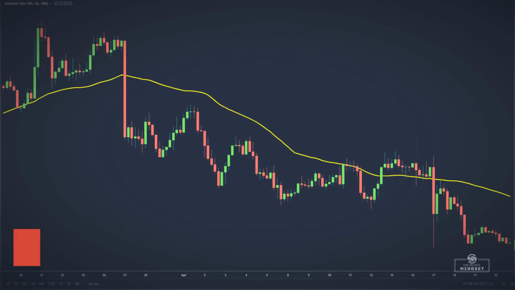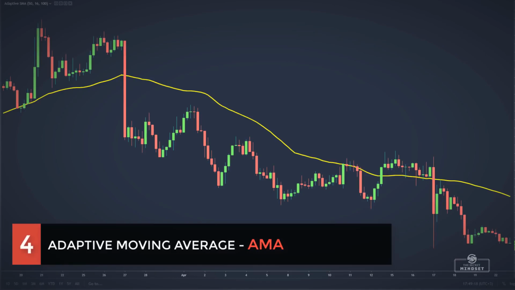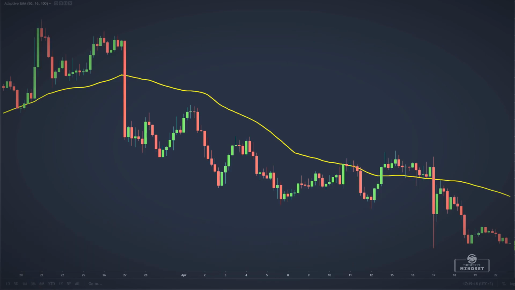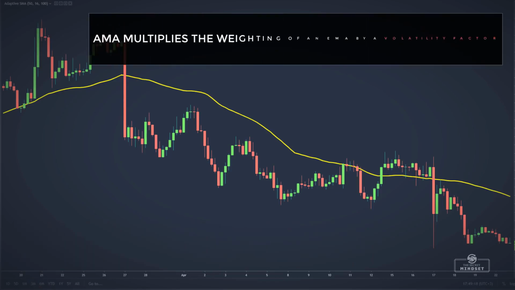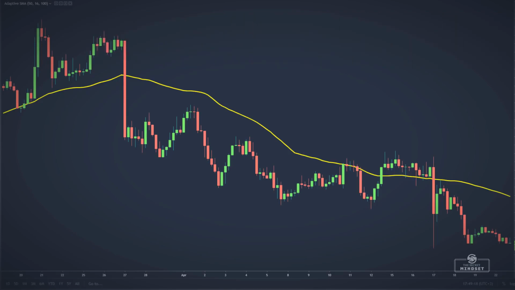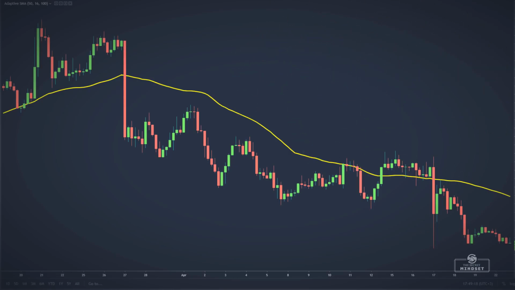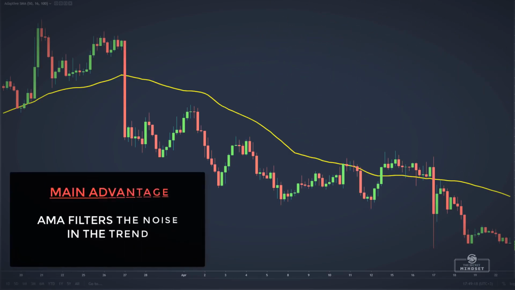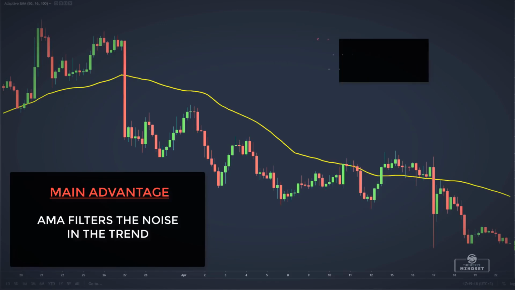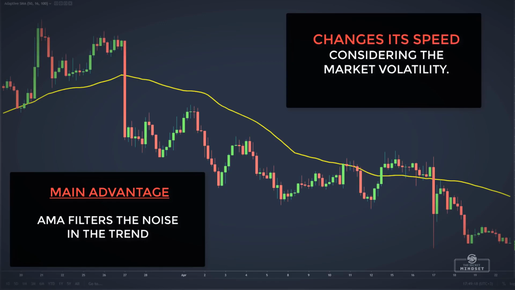Then we have the adaptive moving average. The adaptive moving average was created to improve the original exponential moving average. The adaptive moving average multiplies the weighting of an EMA by a volatility factor. Thus, this moving average adapts more quickly to the markets by signaling when volatility conditions change. Its main advantage over other moving averages is the fact that it filters the noise in the trend and automatically changes its speed considering the market volatility.